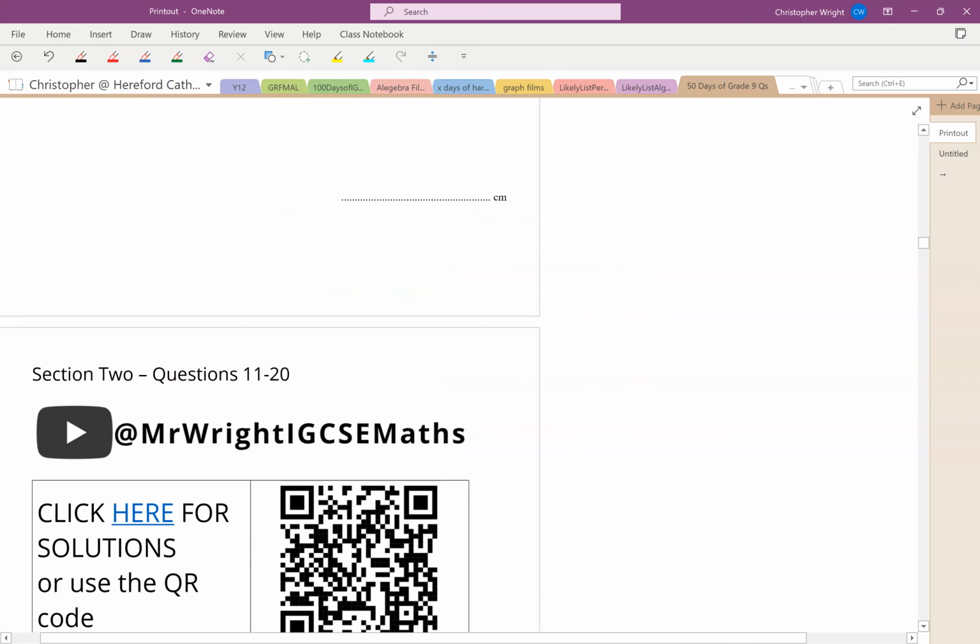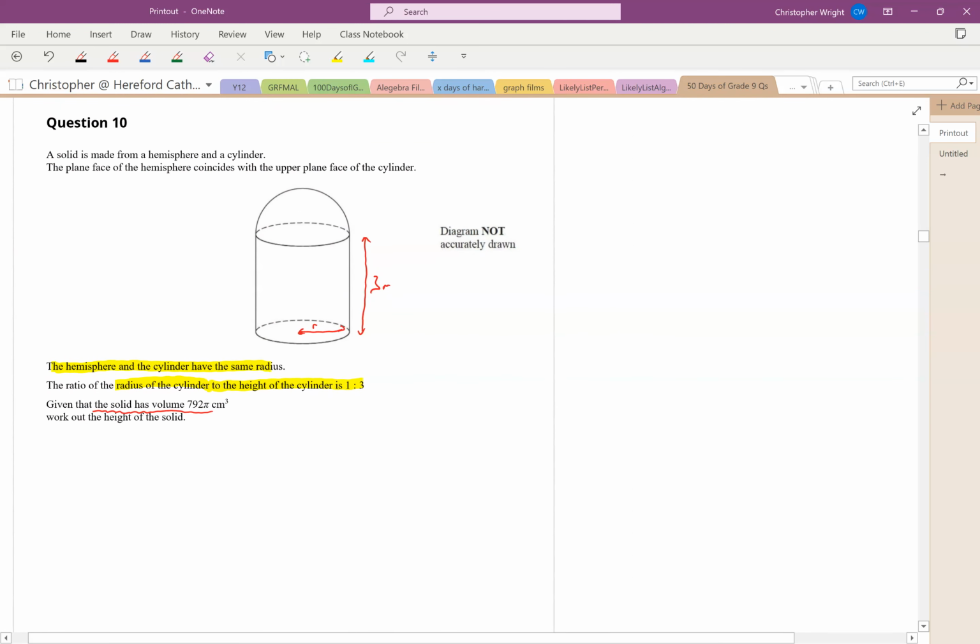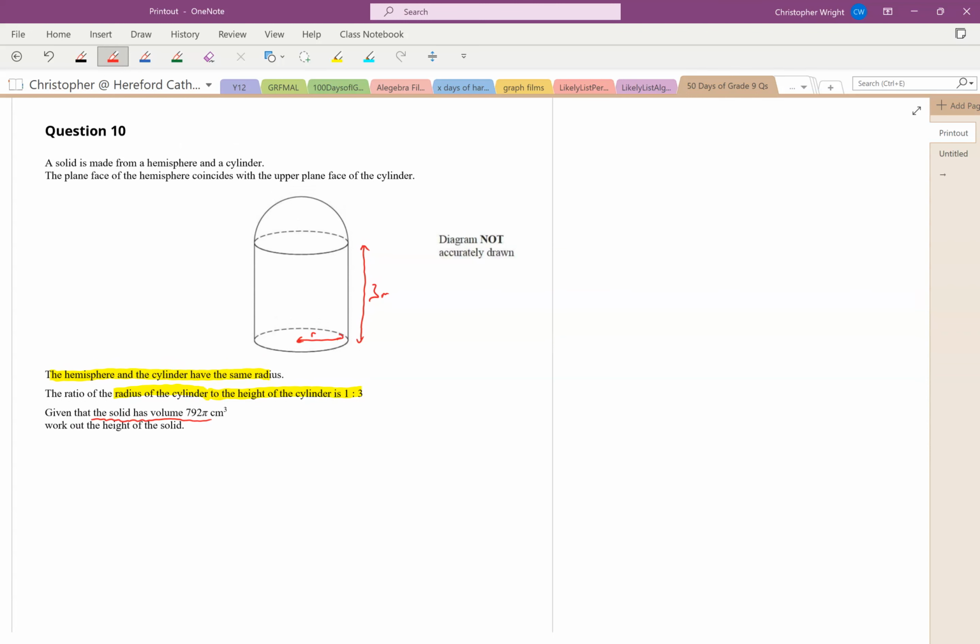The volume of the solid will be the volume of the cylinder, which is pi r squared h, plus the volume of the hemisphere. The volume of a whole sphere is 4/3 pi r cubed. We've only got half of it here, so I'll multiply that by half. So there's an expression for the volume of the whole solid, and I know that equals 792 pi.